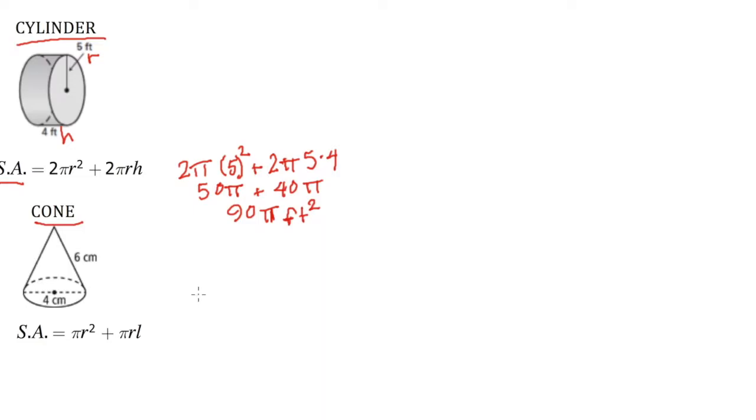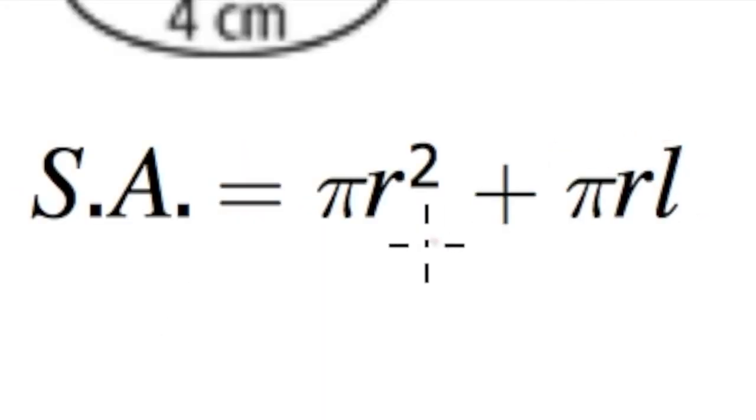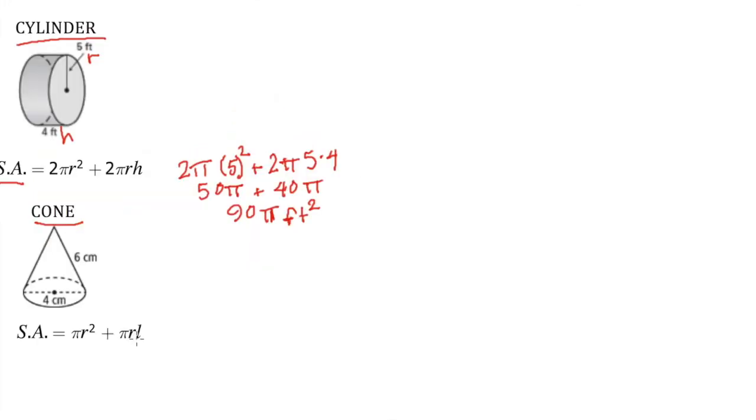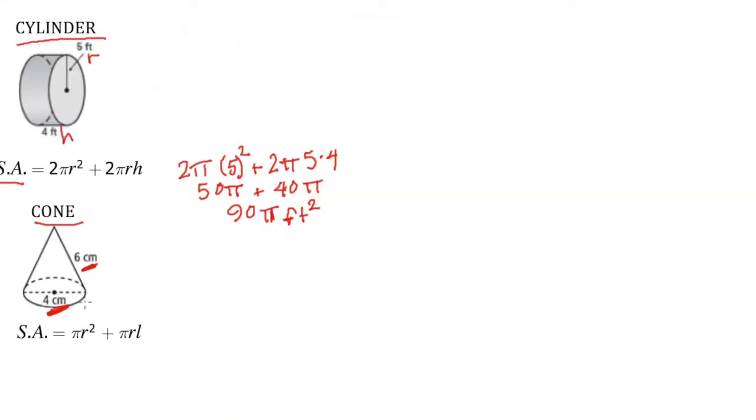Now for the cone, surface area here, pi r squared plus pi r l. L stands for lateral, the lateral height right here, 6. It's lateral because it's the height of the side. There we go. So now again, pi r squared, my r is, I'm so confused. The whole thing is 4. I just want the radius.